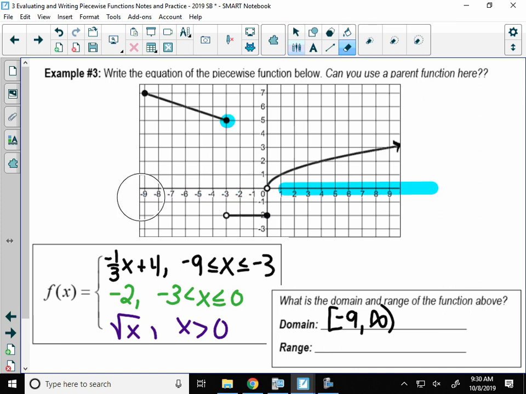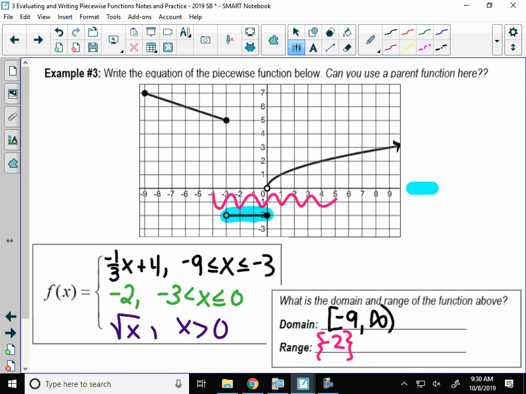Now let's talk about my range. The range starts at -2. Then there are no y values here for a little while. So my range starts with just the number -2. That's it. That's the y value. I'm joining that together. I'm unioning it with the other part of the range.